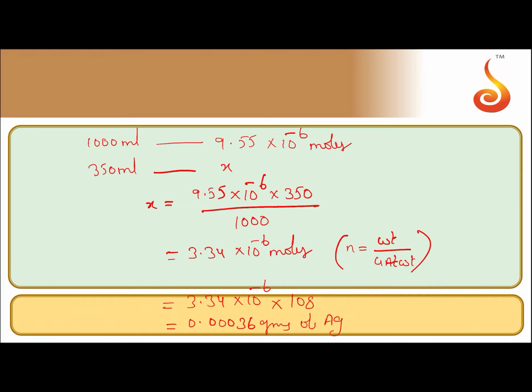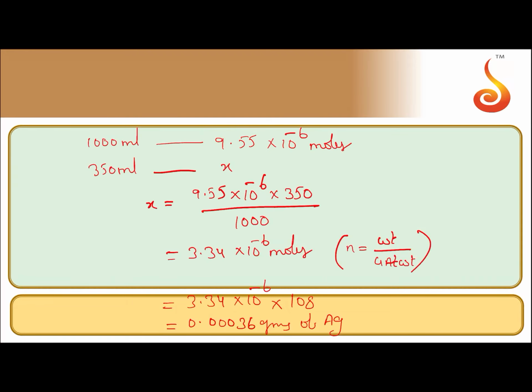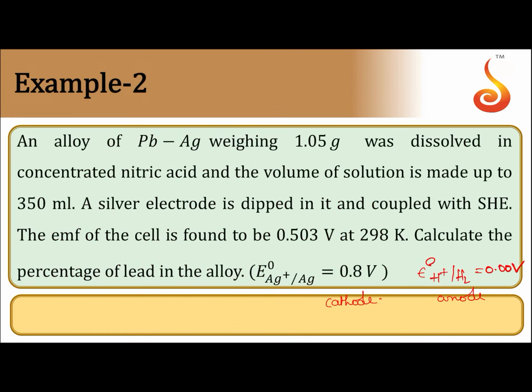Now the percentage of lead. 1.05 is the total weight of the alloy. In that, 0.00036 is silver, so the remaining is lead. So (1.05 minus 0.00036) by the initial 1.05 into 100, we get the value 99.96%. That is the percentage by weight of lead. The percentage of lead in the alloy is 99.96%.